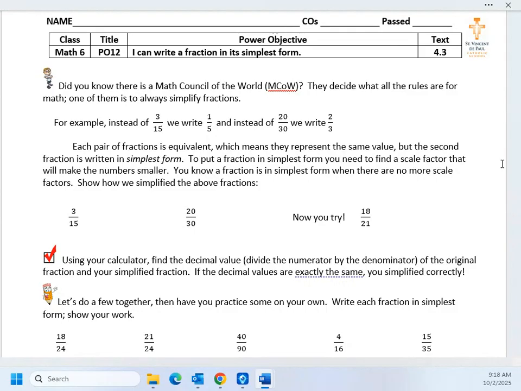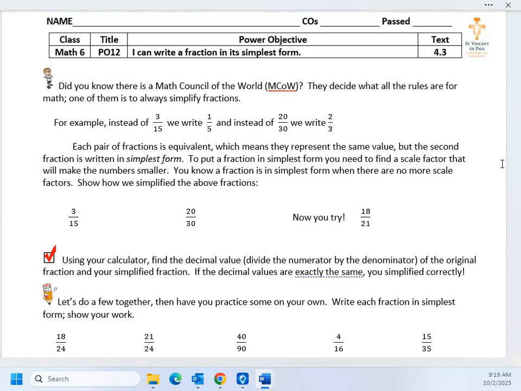So did you know there is a math council of the world, the McCow? Do you think that's right? Mr. Schultz is right. Mr. Schultz did that silliness. They decide what all the rules are for math.